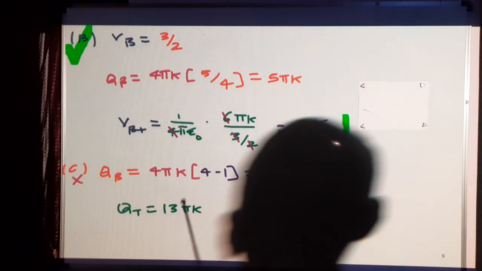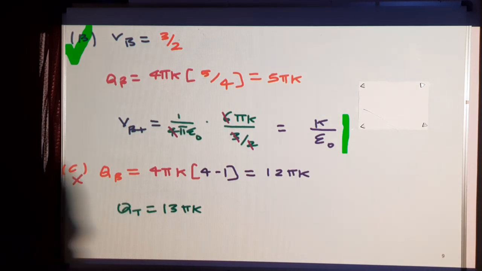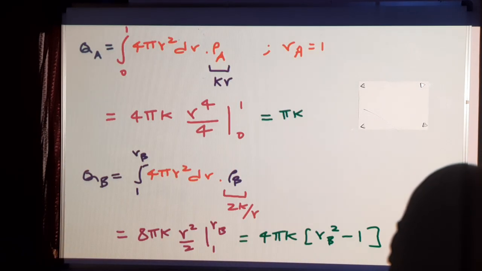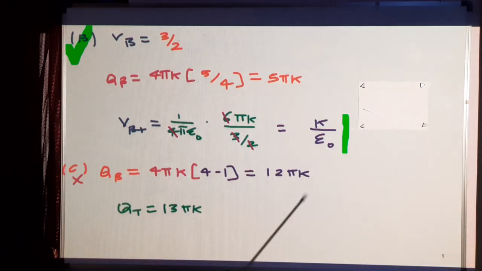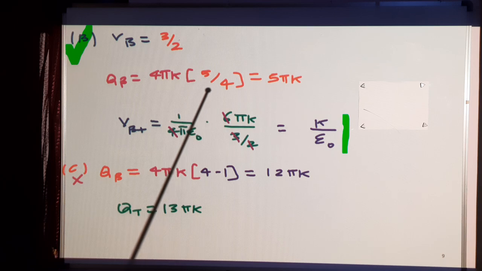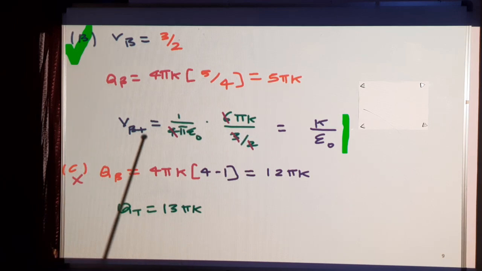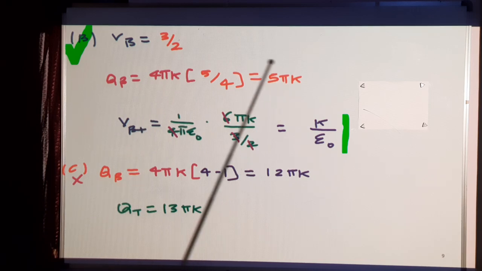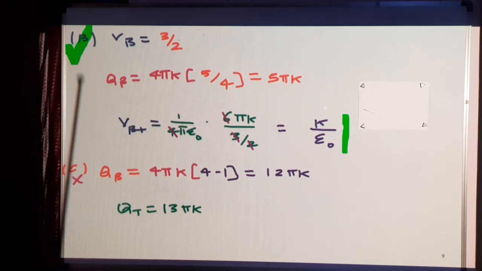Option B, Rb is 3 by 2. From there we get QB as 4 pi k into Rb square minus 1. Rb square will become 9 by 4 minus 1, that's 5 by 4. So charge in the outer shell is 5 pi k, and the potential at the point just outside B is the total charge, that's 5 pi k plus pi k, so 6 pi k by Rb, which is 3 by 2, and 1 by 4 epsilon naught. Plus k by epsilon naught. So option B is true.